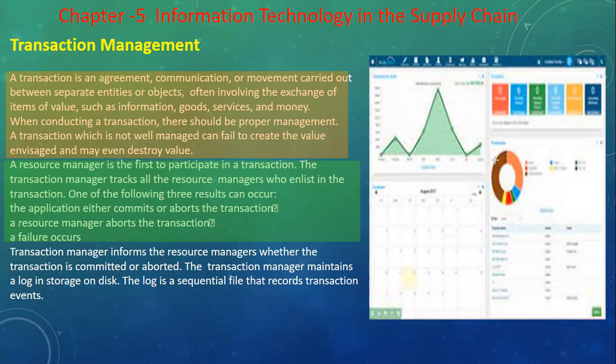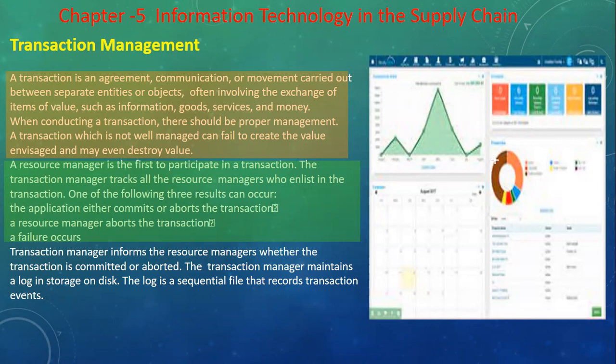Okay, and second, a resource manager abort of the transactions. Okay, meaning that the manager who receives the order, if he does not pass the information to the next level, then it will not perform. Then the third one is failure. So these things can happen if the transaction manager is not involved in the process in the right way and is not performing his own functions, then it will be a problem.